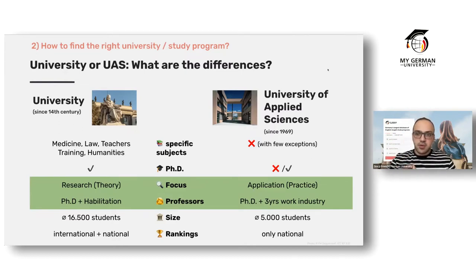If you are more interested in research and theory, then you should take into account the Universität type of university. But if you are more into application and practice, then it's more about the University of Applied Sciences. If you are interested in further details and the background of why there are these different types of universities, please email me and I will try my best to be as concise and as clear as possible.